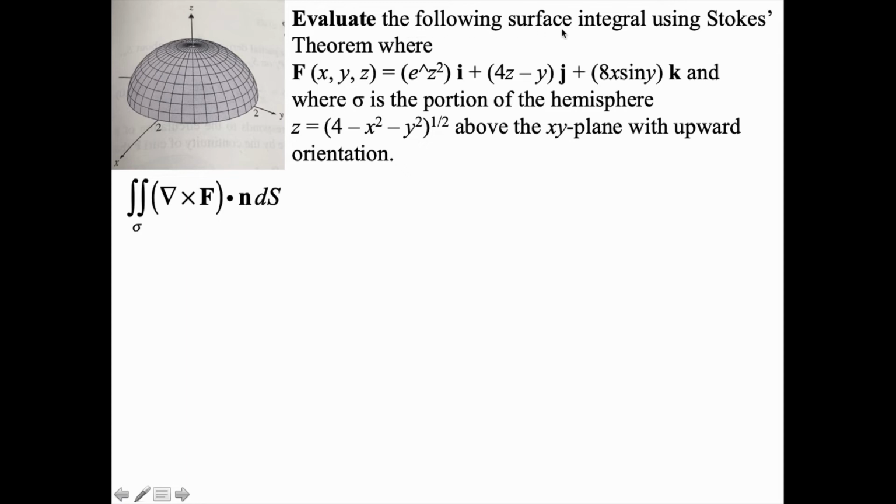Let's evaluate the following surface integral using Stokes' theorem. You'll notice that the vector field F is the same as the previous problem, but this time the surface sigma is the portion of the hemisphere z equals the square root of 4 minus x squared minus y squared above the xy plane with upward orientation. And we want to evaluate this double integral over that surface, the net flux of the curl.